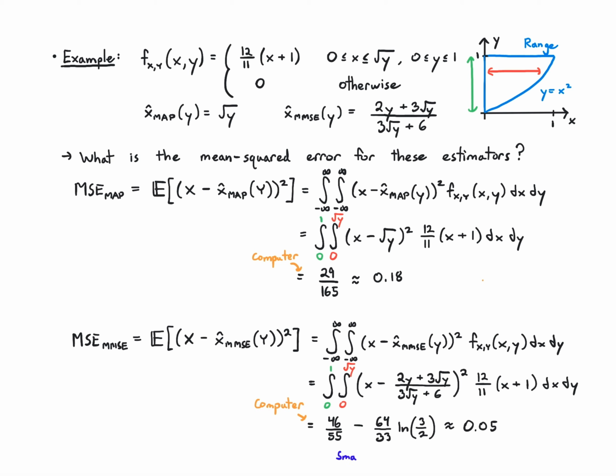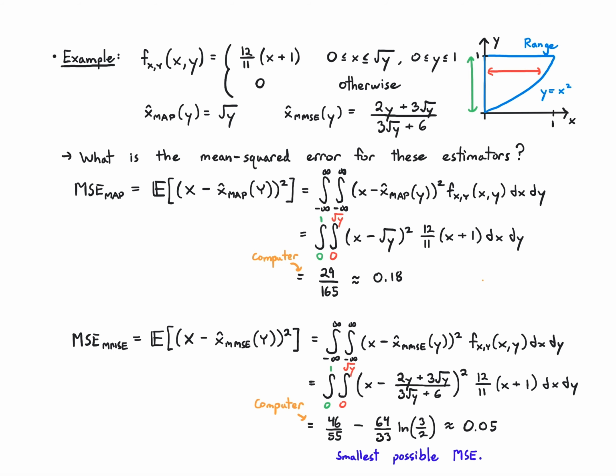It turns out, because of the properties of the MMSE estimator, this is the smallest possible mean squared error in this setting. So on average, the best you're going to do trying to estimate x from y is going to be this mean squared error level.